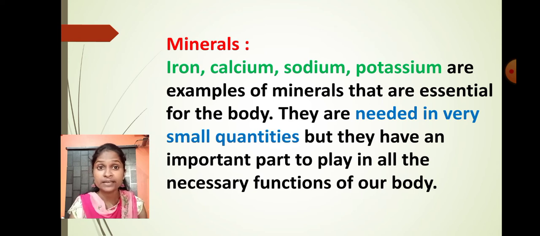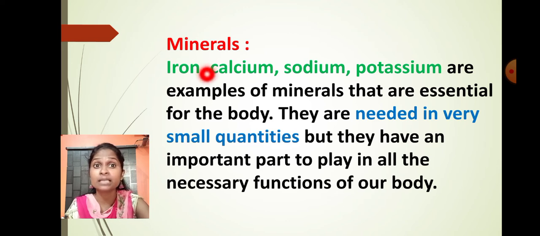So there are different varieties of minerals which are present in our food material. Like you can see over here, iron, calcium, sodium, potassium. So these are different examples of the minerals which are present in our body. These minerals are needed in very small quantity, but again they are very important. If any of these minerals is less in our body, again it will lead to a serious kind of disorder. Now you might be thinking, what will happen if I don't consume the iron?